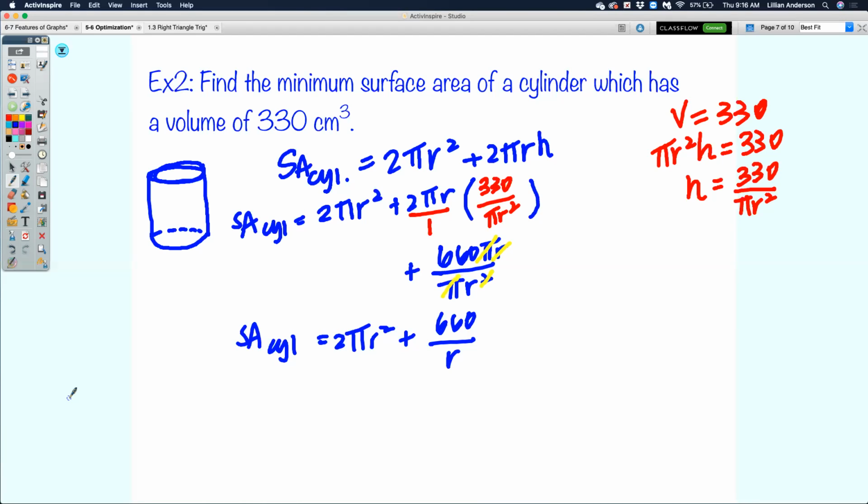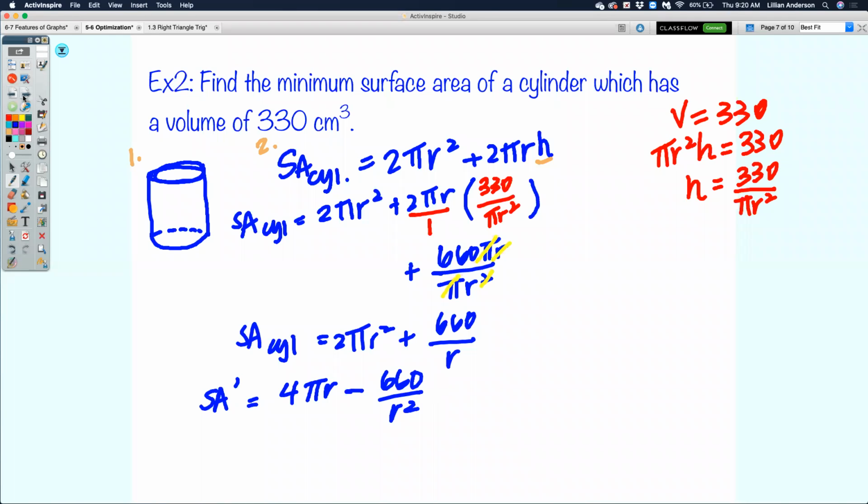Okay, so now step 3 says I need to find the derivative of surface area. Go ahead and find the derivative of surface area. Minus 660 over r squared, or r to the power of negative 2. Very good. 4 pi r. You said 4 pi r, right? Yes. Then minus 660 over r squared.